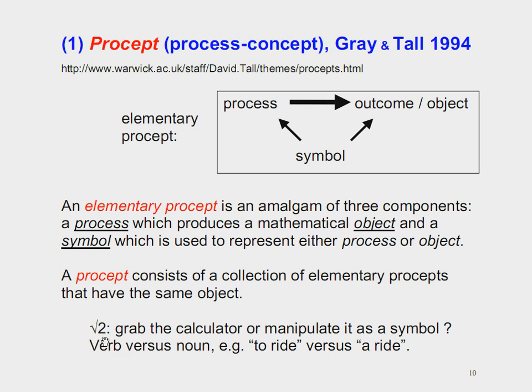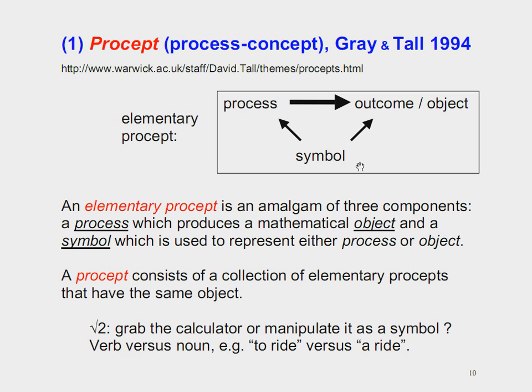If we take the square root of 2, then we have two choices. We can grab the calculator and calculate it, or we can manipulate it as a symbol, like squaring it, and so on. It means that the symbol square root of 2 has two notions involved: the process, how it can be found, calculated, or created, and also the outcome, a certain value, or perhaps even a certain mathematical concept. So we see here that the symbol has two kinds of meanings, in which a very complex layer of connotations is involved.